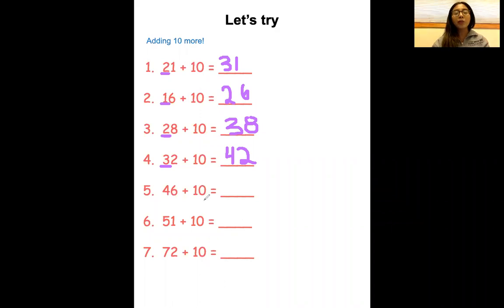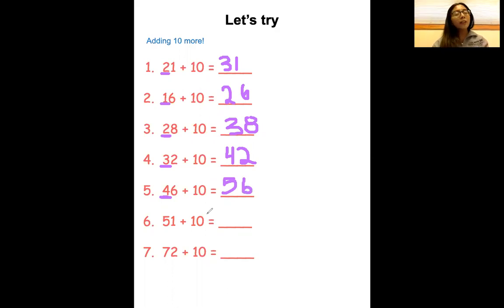46 plus 10. Ooh, 46 is a bigger number. But remember, I don't have to count or guess. I just add one more to 4. So my answer is 56. And again, my ones place did not change.